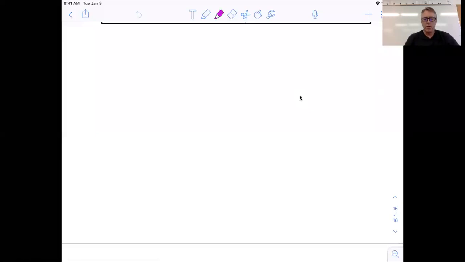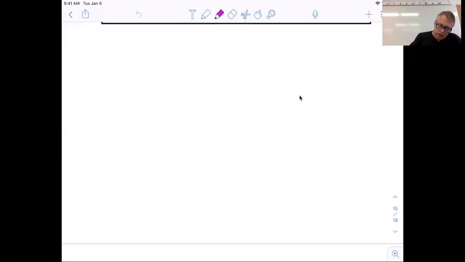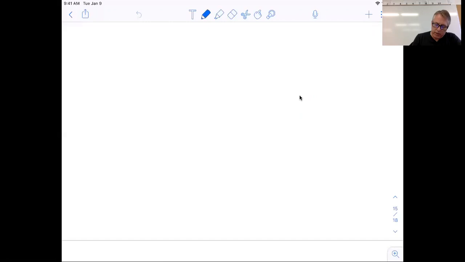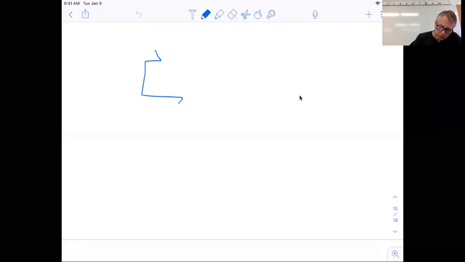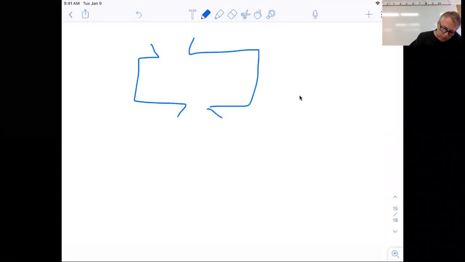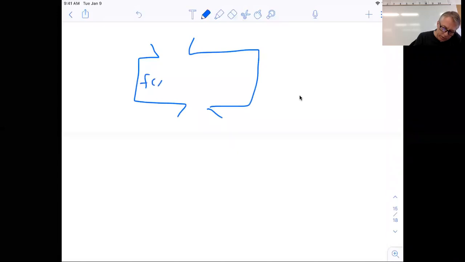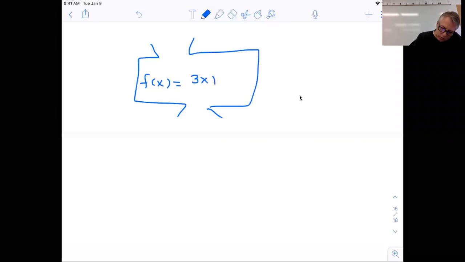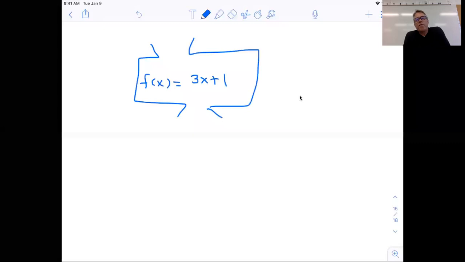inverse functions. Now, let me perhaps explain it like this. When we first began talking about functions, we might have had a function like this, where let's say this is our function box. Remember, f of x is, let's say 3x plus 1. All right, so this is our function.